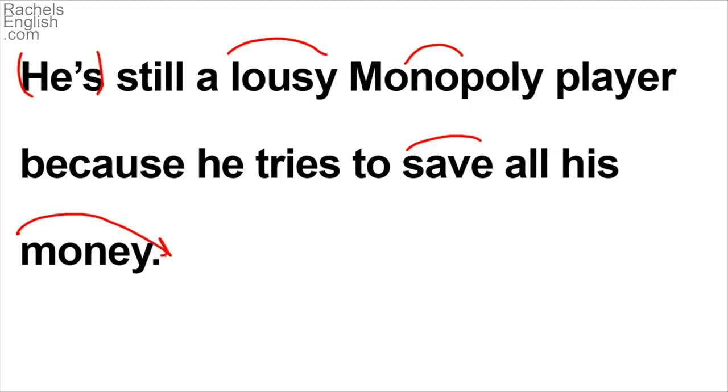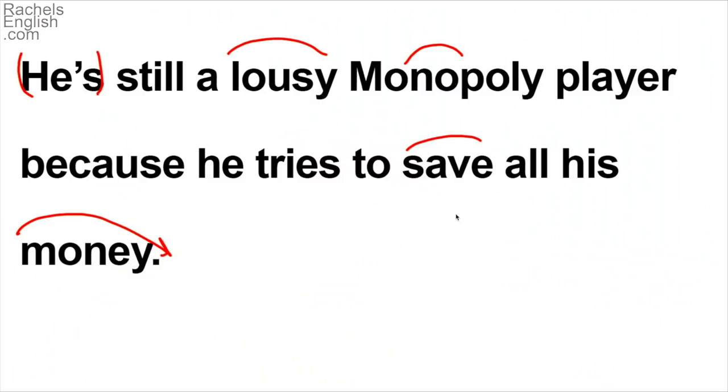Now let's look and see if there are any words that reduce here. Still a, don't reduce, but they're unstressed, said quickly. Still a. Still a lousy. Look, it's another word with a letter S where the letter S is the Z sound: lousy. Lousy Monopoly player.